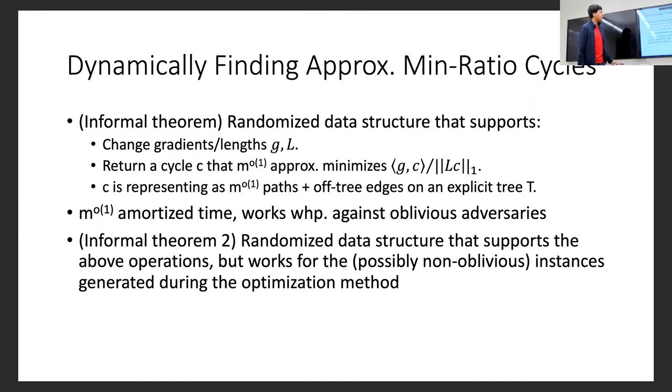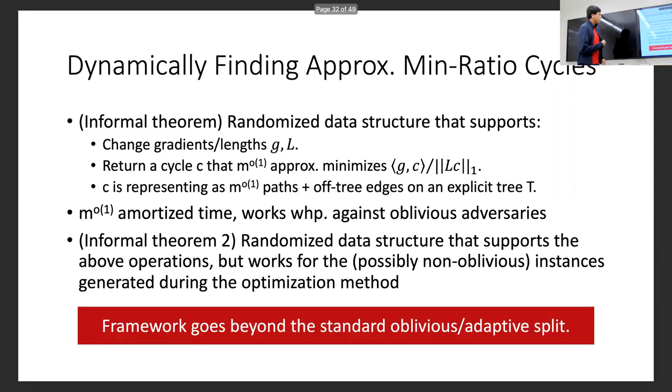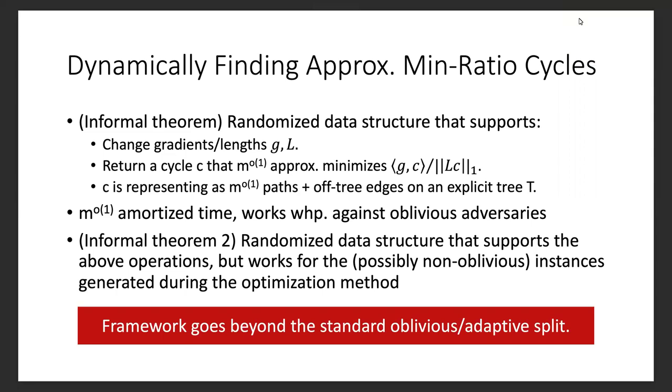What we instead show is that we can adapt our data structure a little bit to show that in the context of the updates to G and L given by the outer loop I described on the previous slide, it still works. The possibly interesting thing about this is that classically in the data structure literature, people have tried to prove that data structures work against generally adaptive adversaries, for example by making them deterministic. We don't show that. We don't know how to show that. We instead just show that with a little bit of extra data given by the optimization method, the data structure we designed for the oblivious adversary setting basically still works. In this sense, we go beyond the standard oblivious versus adaptive data structure split.